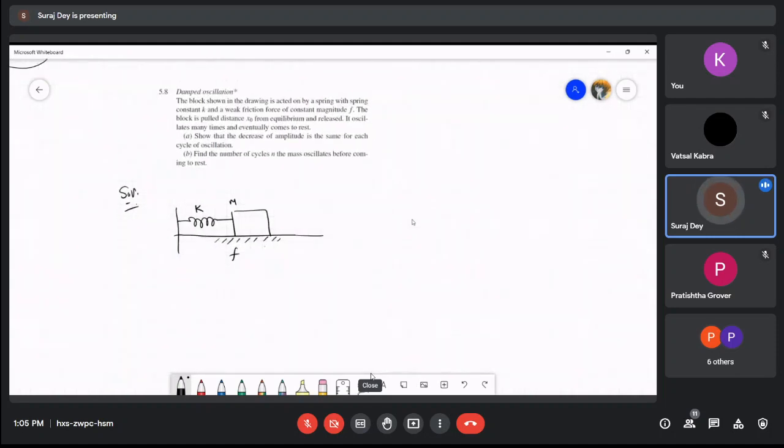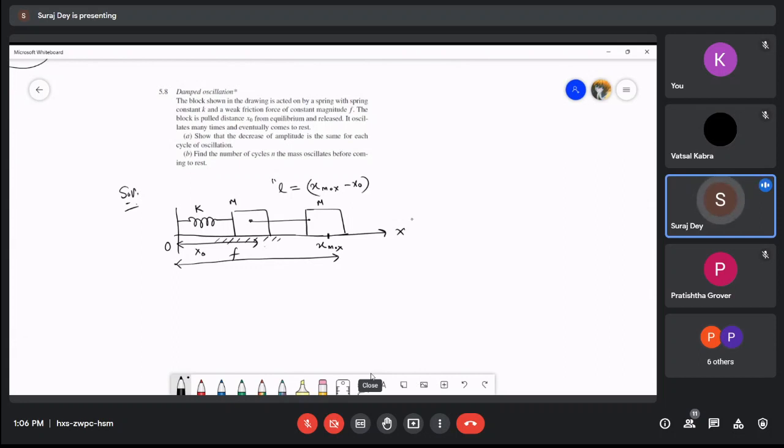Now the first part of the problem is, imagine that I stretch this mass up till some x maximum. So this is my 0, this is the x-axis, and I'm measuring from 0. So this entire thing is x maximum. And let's say the equilibrium position was x0. So from this equilibrium position x0, I stretch this block up to this x maximum. So what is the stretch factor? The stretch factor is this quantity.